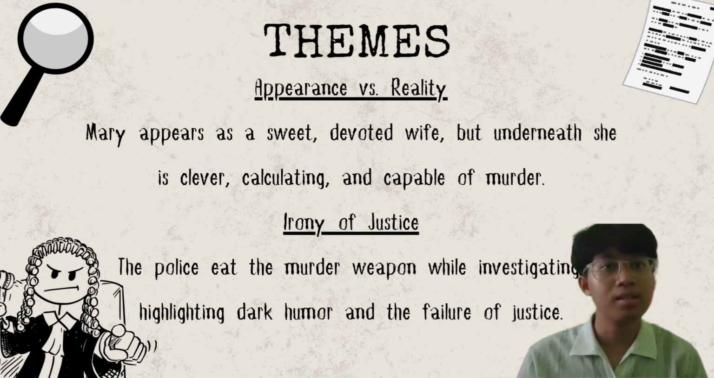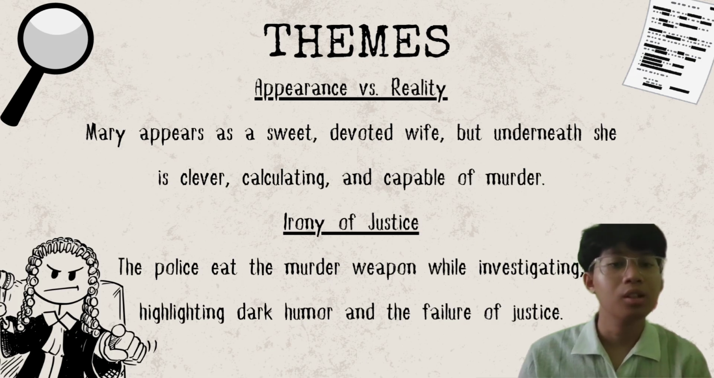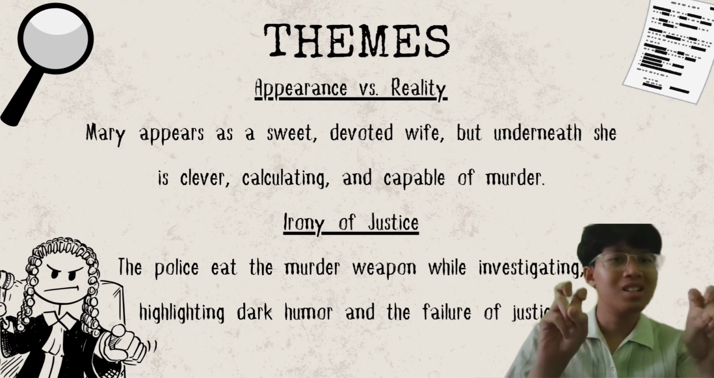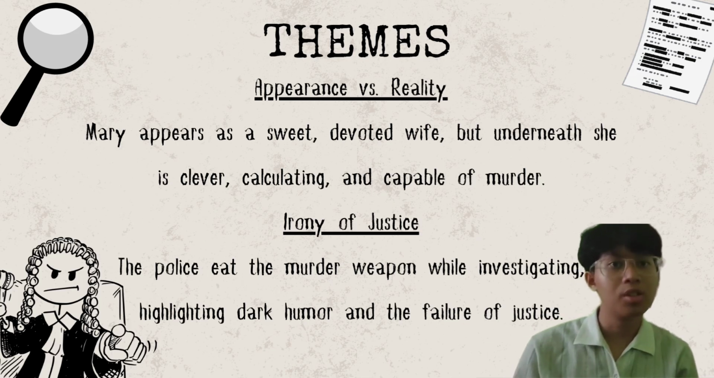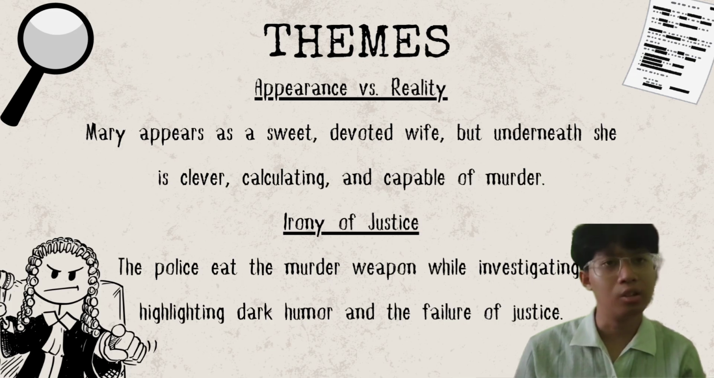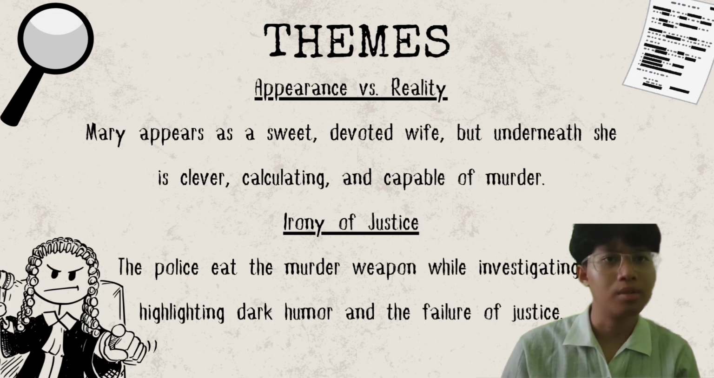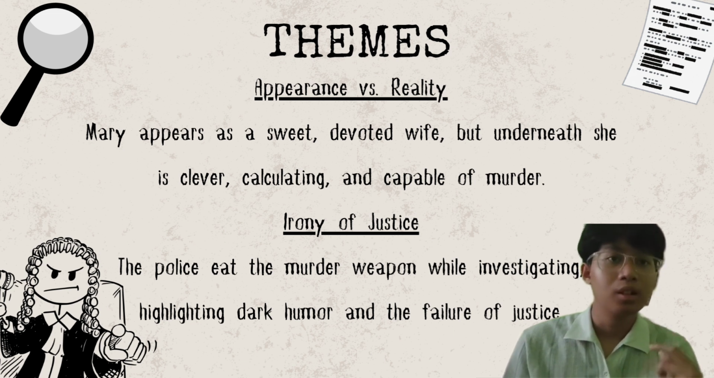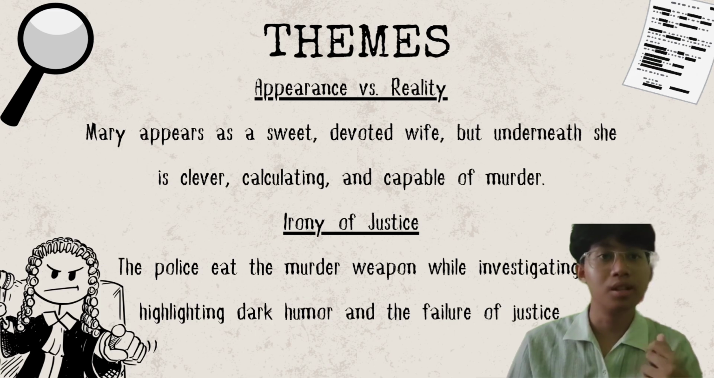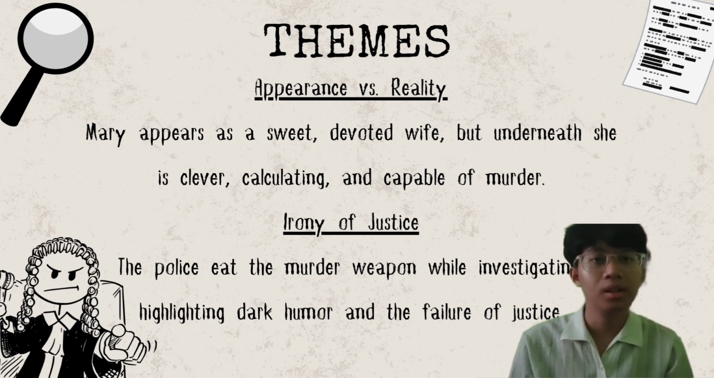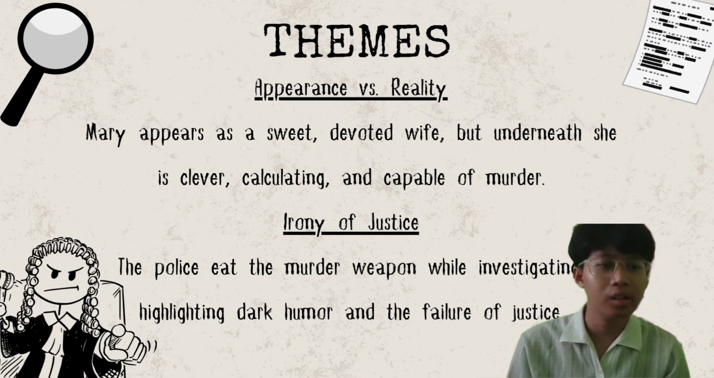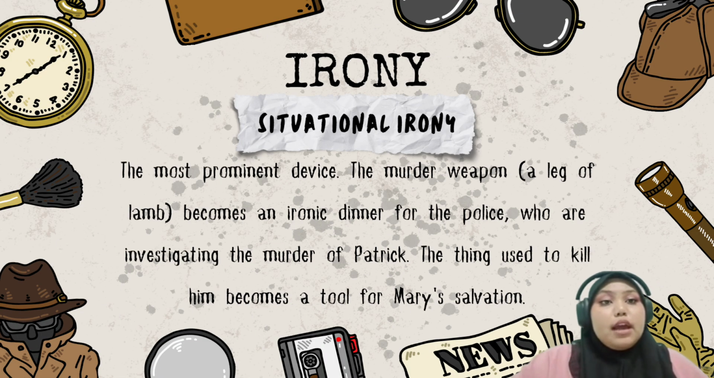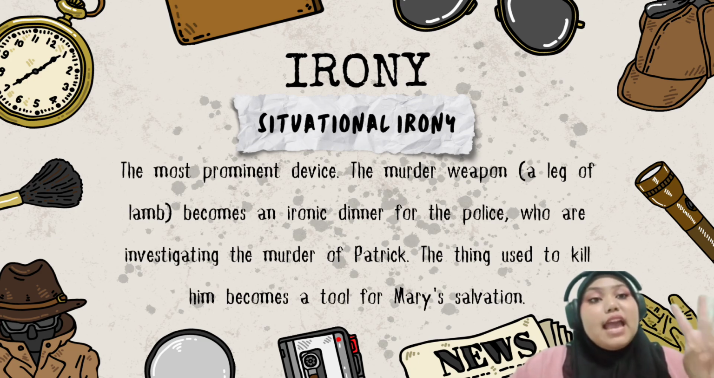The theme of irony of justice is further explored in Lamb to the Slaughter by showing the detectives searching for evidence, which highlights the failure of justice. One of the detectives even said, "Personally, I think it's right here on the premises, probably right under our nose." However, Mary manages to convince them to eat the leg of lamb, which is the murder weapon, thus making justice fail. Both of these themes highlight Roald Dahl's clever use of irony and make the story both entertaining and thought-provoking. Now, in this part, we have three literary devices.